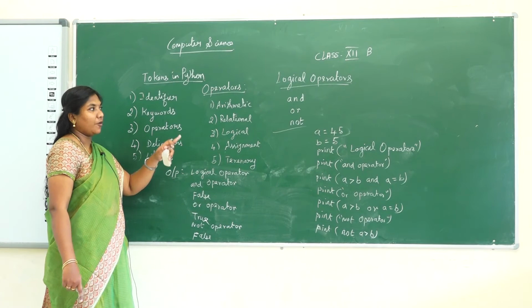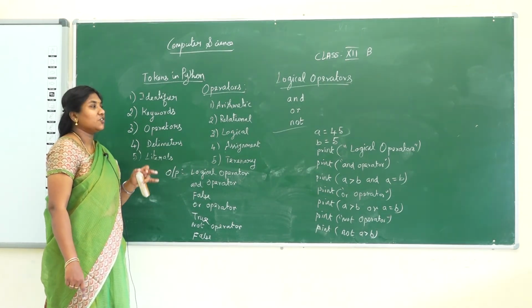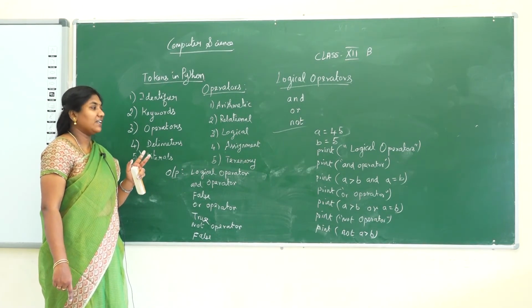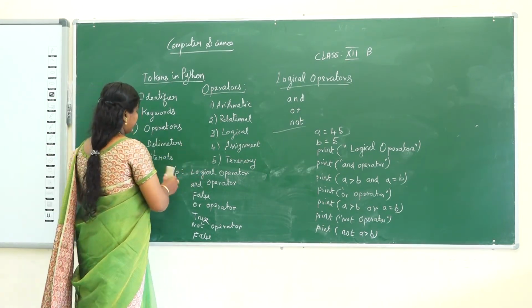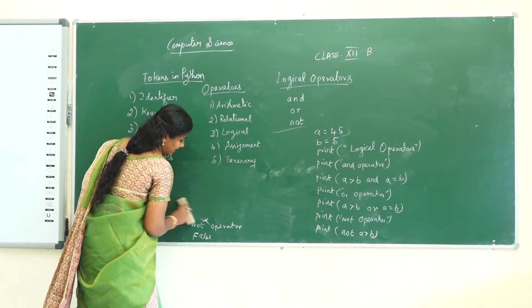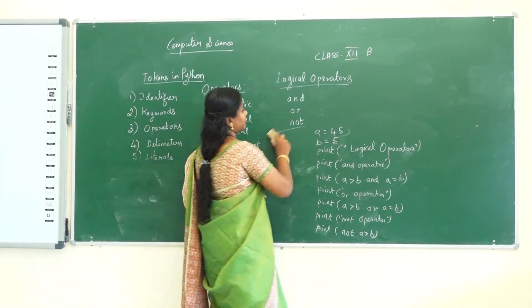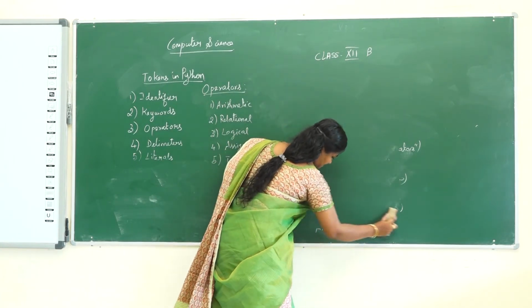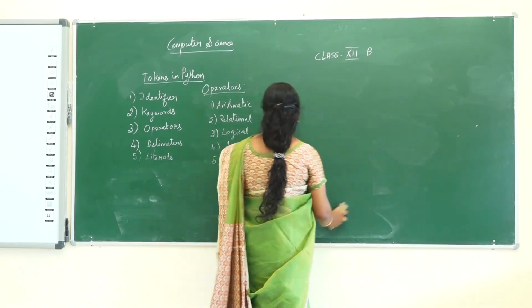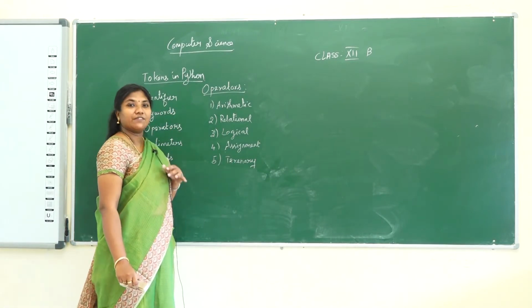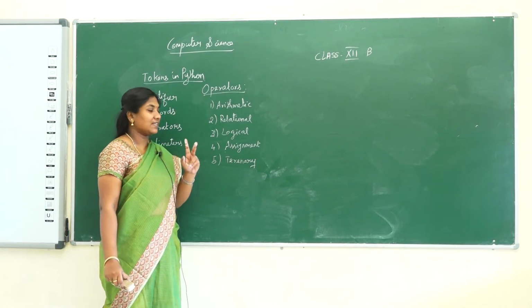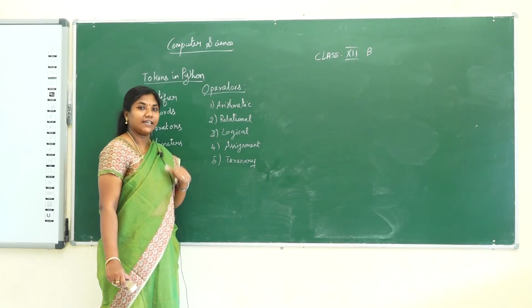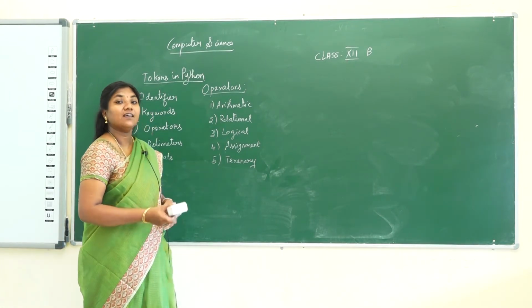So these are the three logical operators. We have seen arithmetic operators, relational operators and logical operators. The other two we have are the assignment operator and the ternary operator. So now I am going to see the assignment operator.